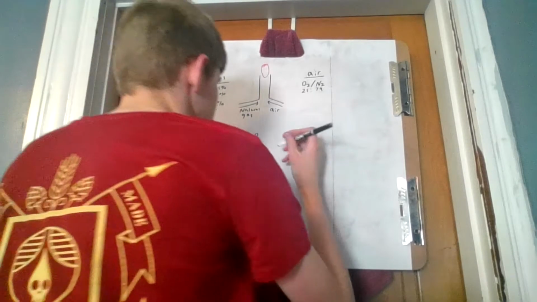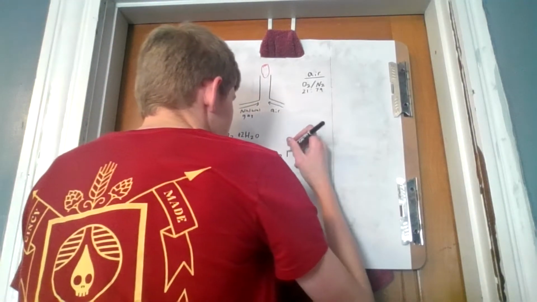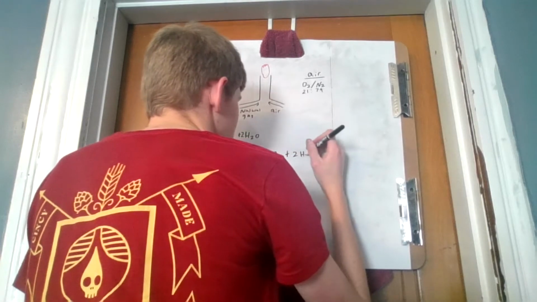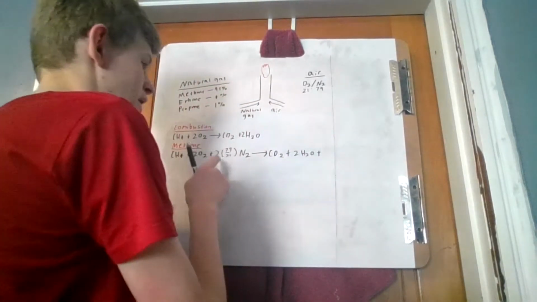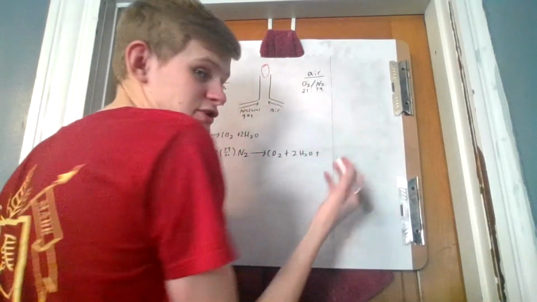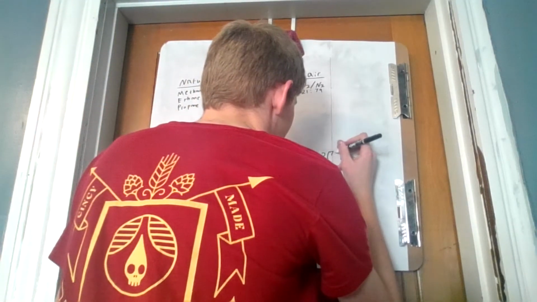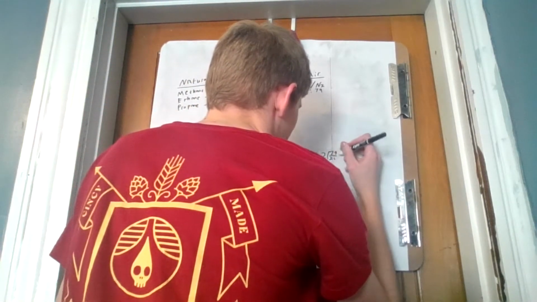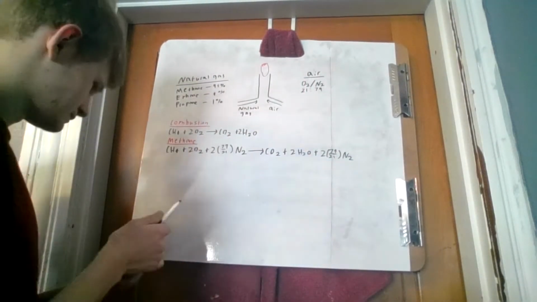And then we have CO2 plus 2 molecules of water plus our nitrogen. And we know with this that our nitrogen is not going to react with our system. So this is our methane reaction.